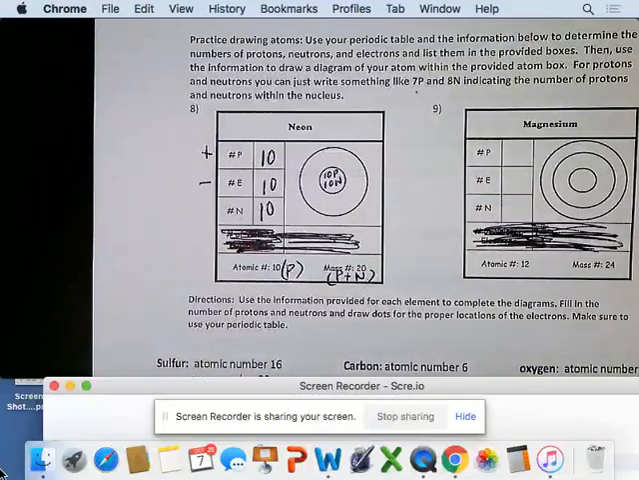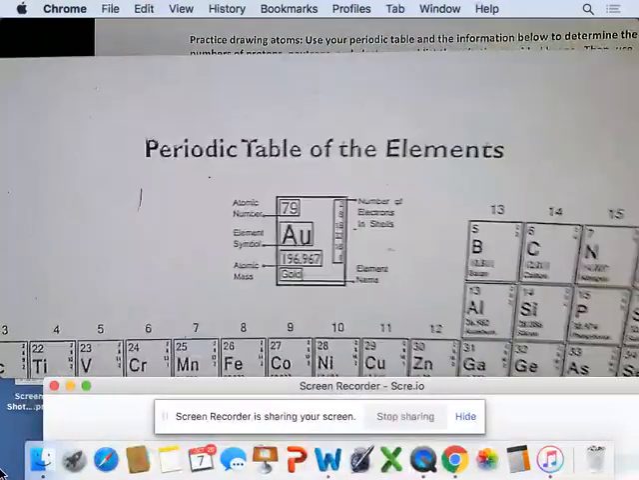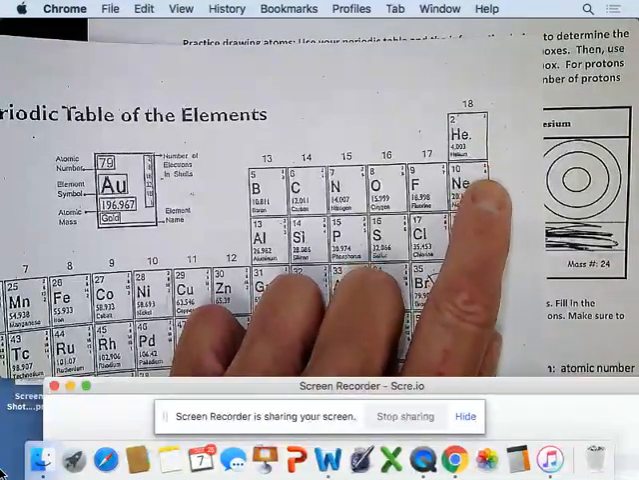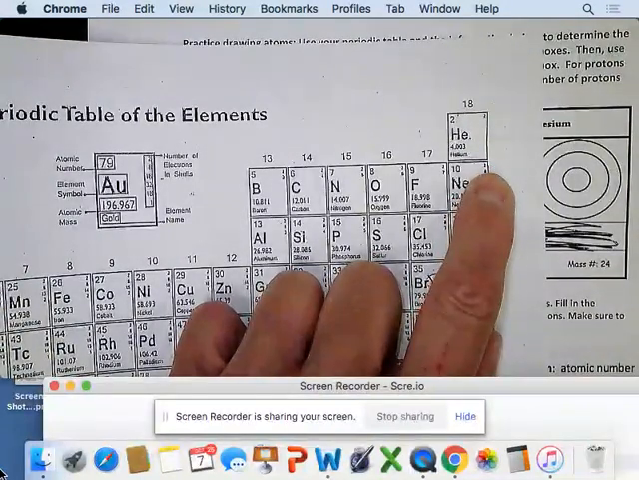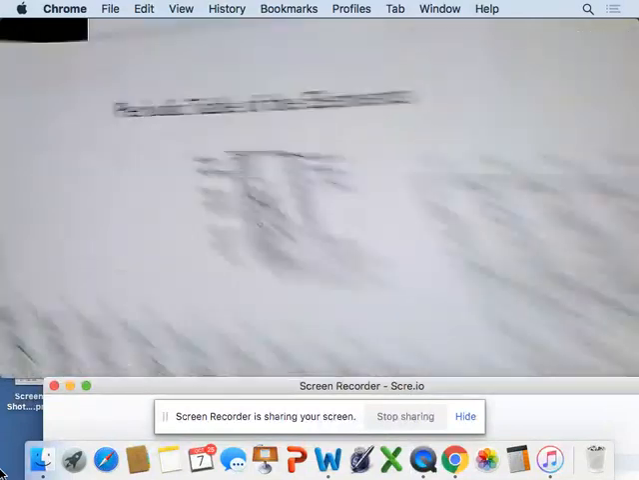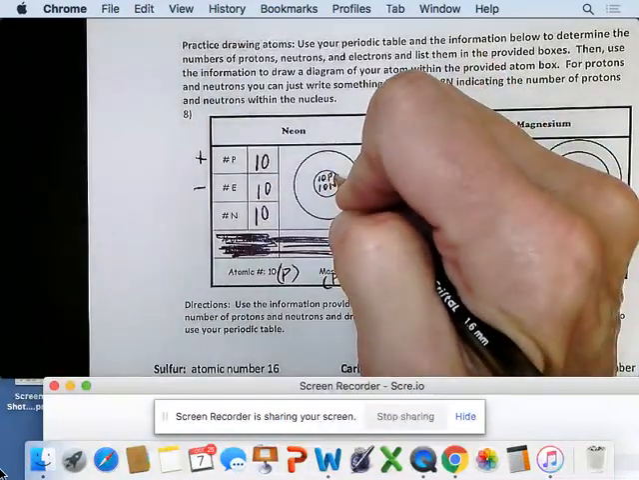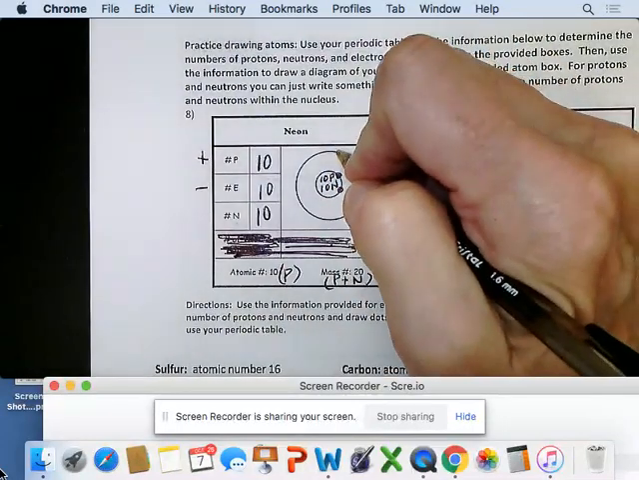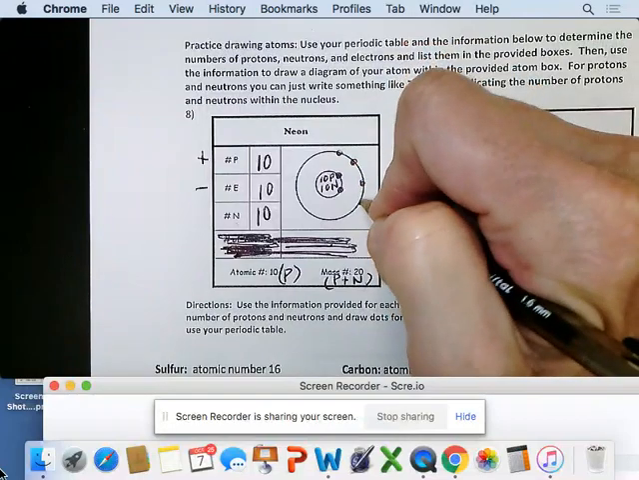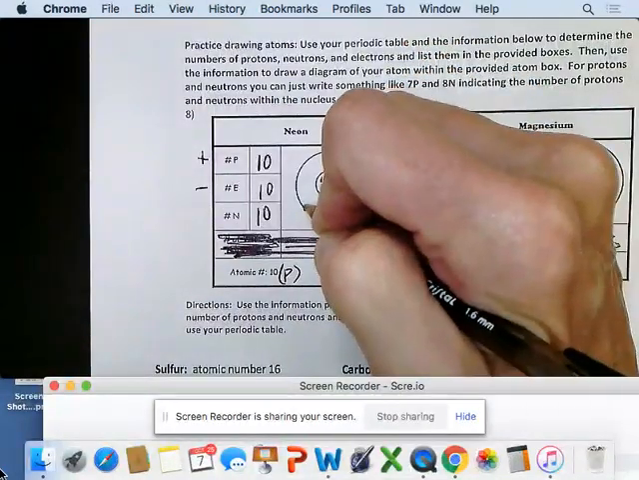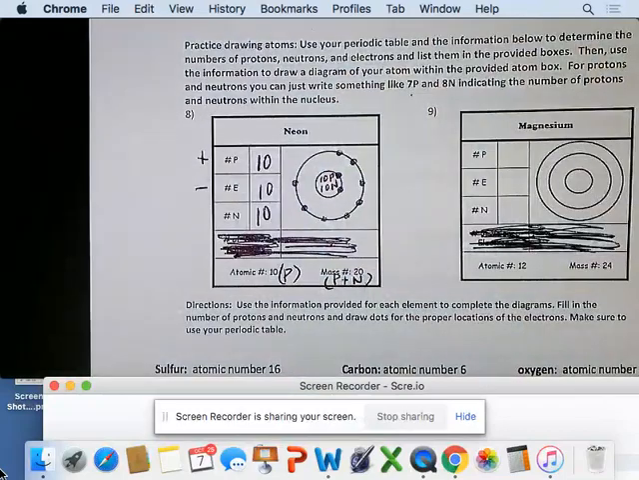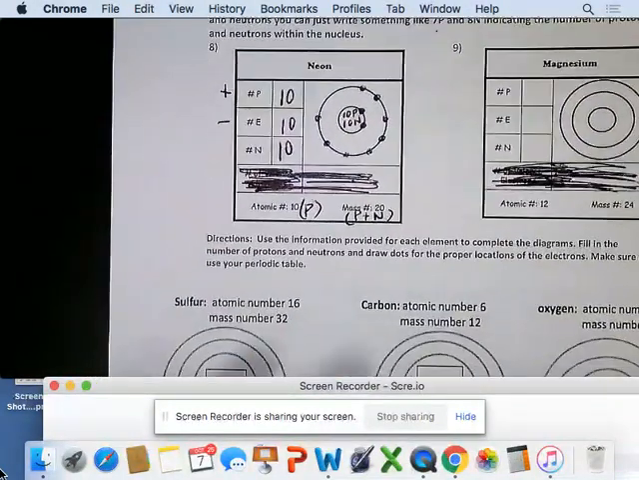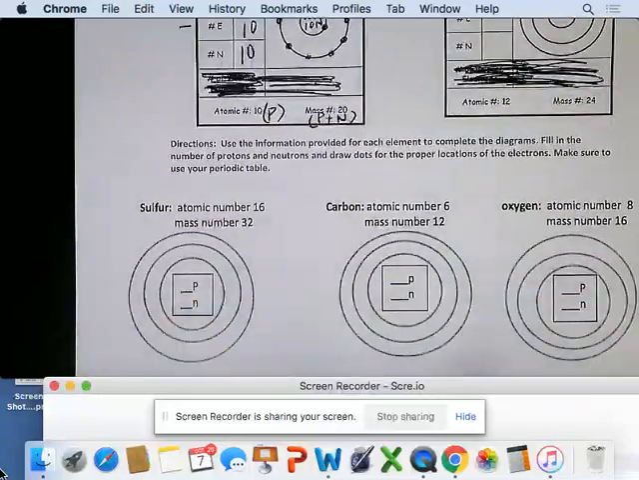And then to figure out the electrons, we would look at our periodic table, and it tells us for neon in the first ring, there are 2 electrons. In the second ring, there's 8. So in the first ring we put dots for electrons, 2 in the first ring, and 1, 2, 3, 4, 5, 6, 7, 8 electrons in the second ring. Okay? For the problems below, I'll do one with you.